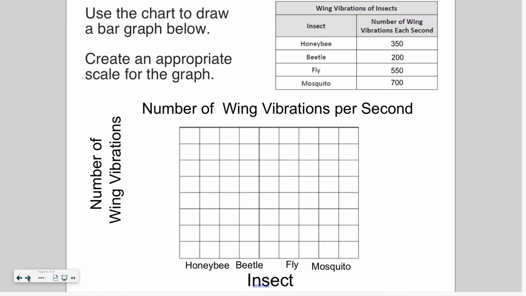So we're going to create our own bar graph today. Use the charts to draw a bar graph below. Create an appropriate scale for the graph. So here I have my chart. It shows the wing vibrations of insects per second.